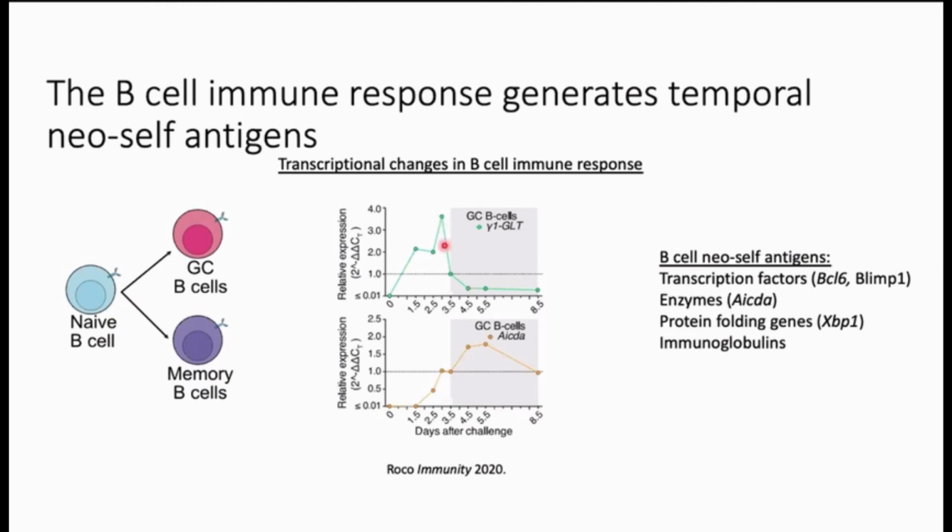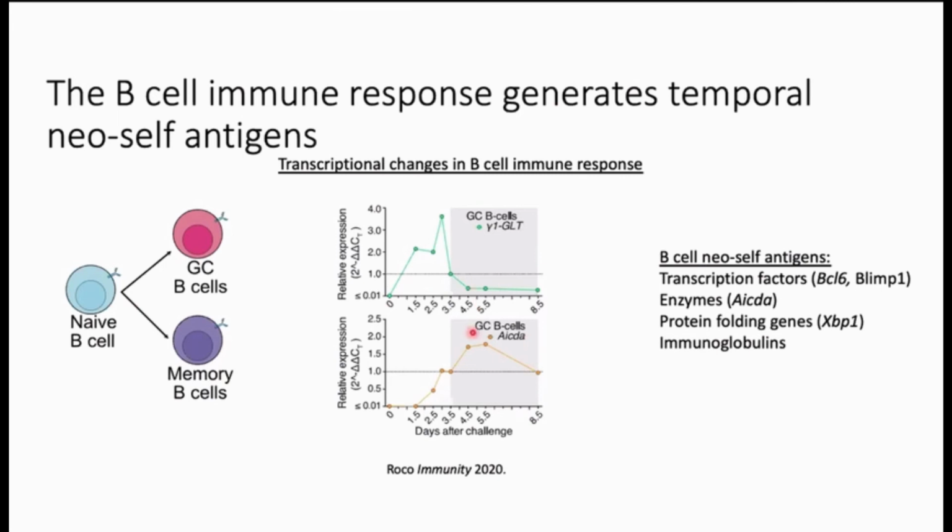And you can see in this one, the gamma 1 GLT transcript is upregulated by day 3.5 and then goes away, whereas the AICDA gene is upregulated, peaking at about day 5.5. Again, these go from not being expressed to being very highly expressed within the immune system and then going away. So this is happening all the time during immune responses.